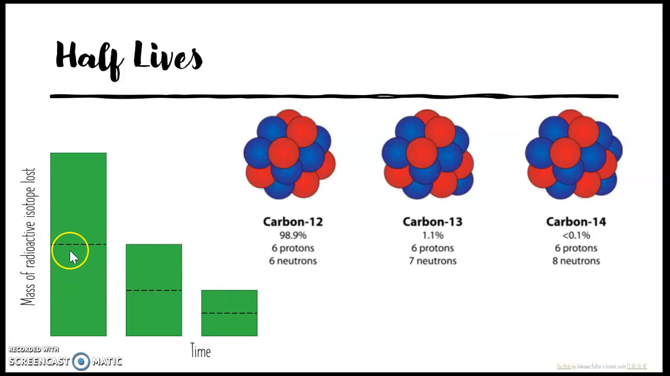So in its half-life, meaning half the mass is gone, we will have a certain amount of time that happens depending on the isotope. So some half-lives can be less than a second, and some can be billions of years, depending on how radioactive it is. If a nuclei is really unstable, it's going to be more radioactive and therefore have a shorter half-life.